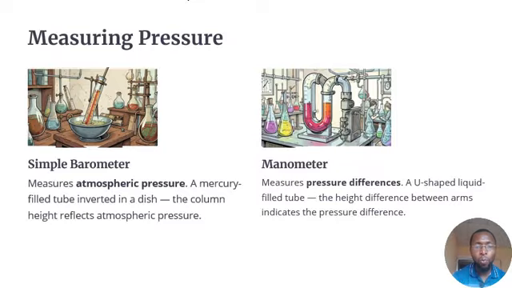Okay. Now, what do we use to measure pressure? The instrument for measuring pressure is called a barometer. A barometer is used to measure atmospheric pressure, and we use a manometer to measure pressure difference. Basically, we use it to measure gas pressure. All right. So these are the two basic instruments for measuring pressure. Either you use a simple barometer or you use a manometer for gas pressure or pressure differences.